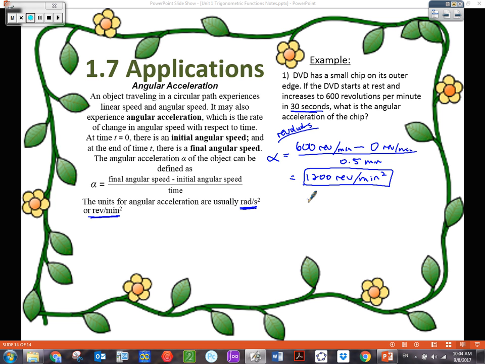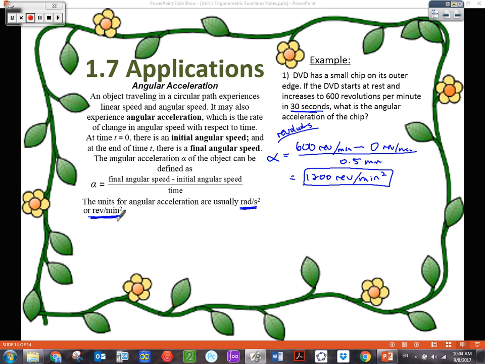Well, what if they didn't really want that? And that's typical. See, it says revolutions per minute squared. That's a typical unit of measure. What if they wanted us to give that rate in radians per second squared, or radians per minute squared? Well, we would just convert our revolutions to radians, right? I mean, we've done that several times before, right? 1 revolution would be 2 pi radians. So we would simply multiply 1200 times 2 pi, and that would give us our radians.